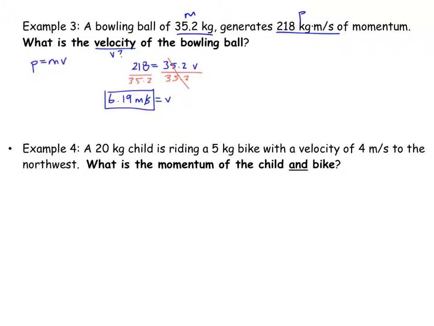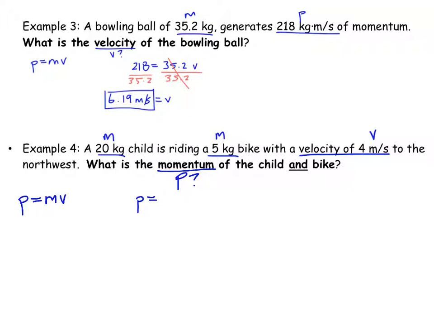Alright, so what we have here is a 20 kilogram child. Kilograms measures mass. And that child is riding on a 5 kilogram bike. That kilograms also measures mass. So I've got the mass of the child and the mass of the bike. And then it gives me the velocity, how fast it's going, v. I want to know the momentum, which is p. So like we've done before, p equals m times v. So I'm solving for momentum.